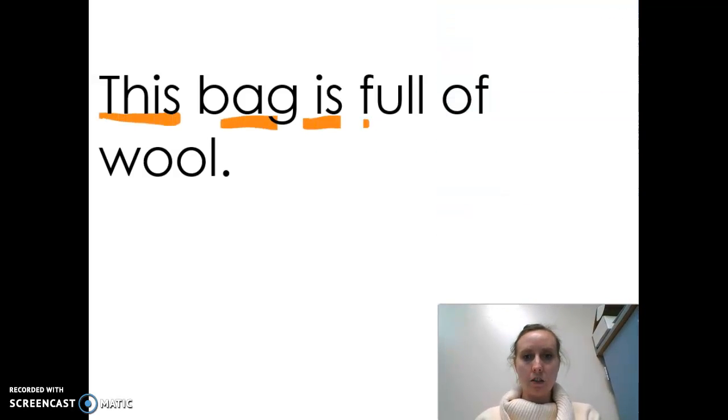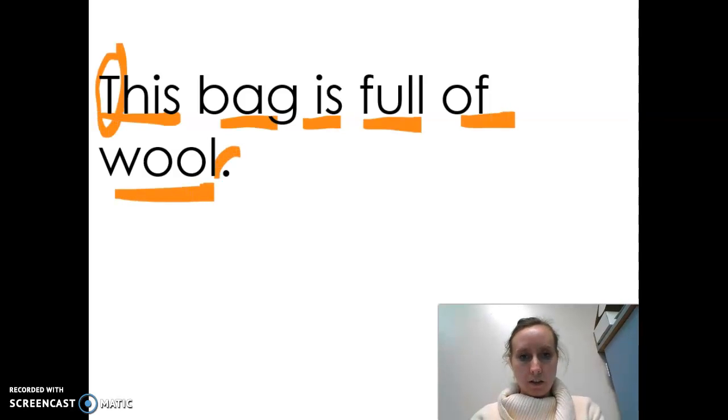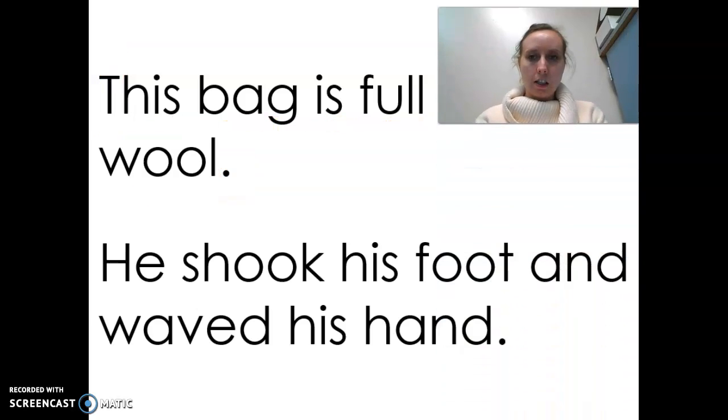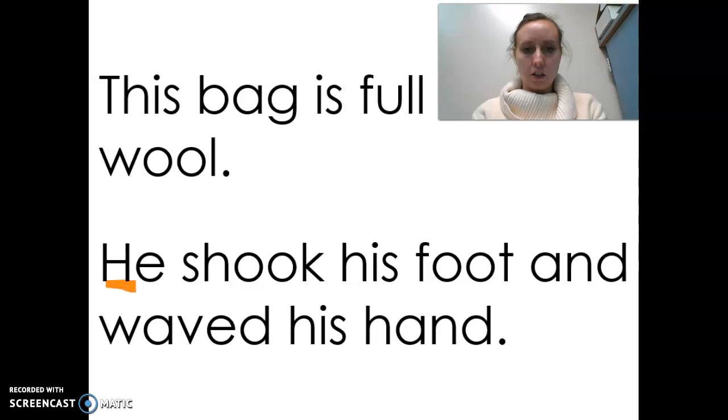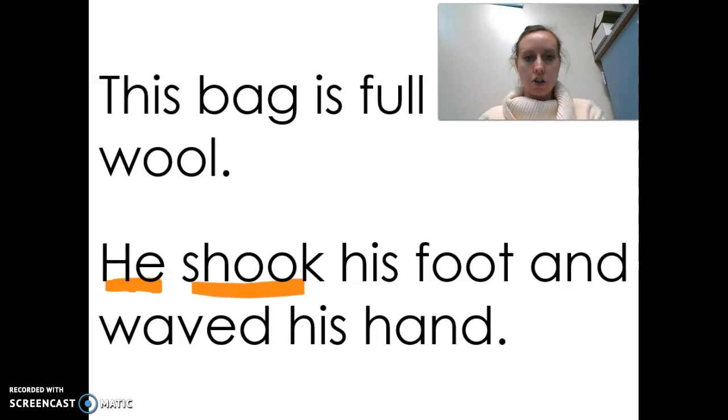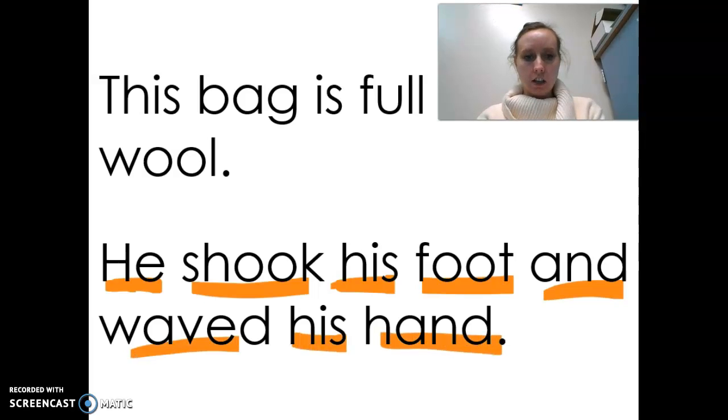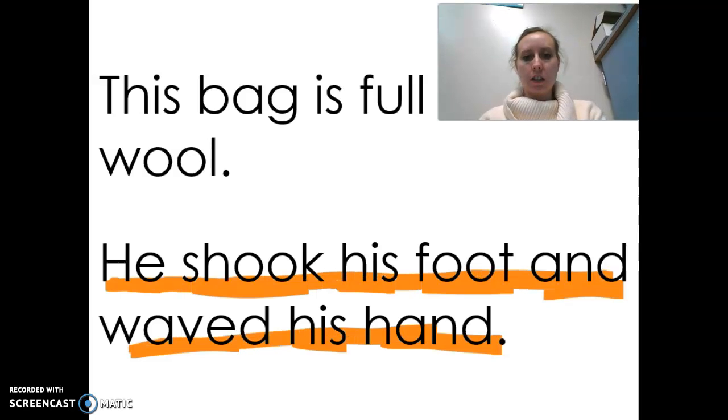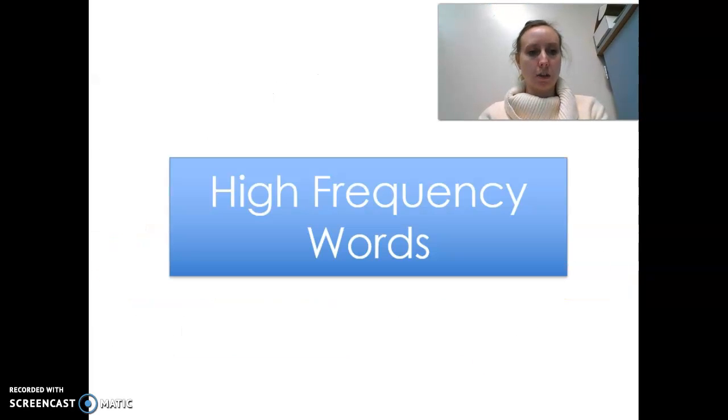Okay, let's read our sentence. This bag is full of gold. We have our capital and we have our end mark here as well, which is a period. I'm just telling you things. Let's look at our next choice. Okay, so here's our next sentence. He shook his foot and waved his hand. Okay, let's read it fluently. He shook his foot and waved his hand. We have our capital. Our end mark is a period. We're just telling you something.